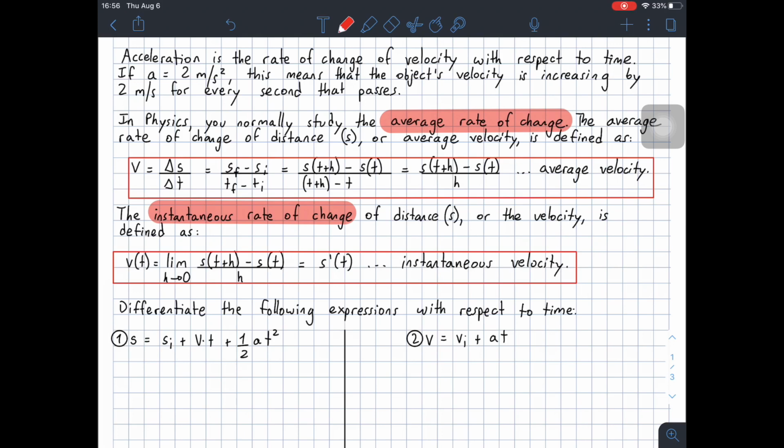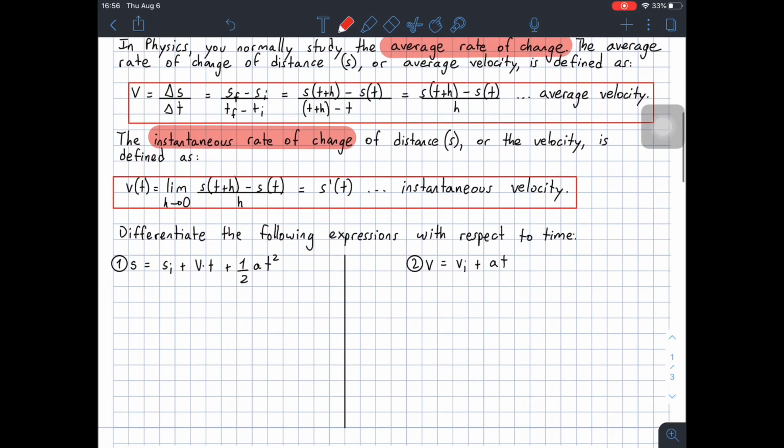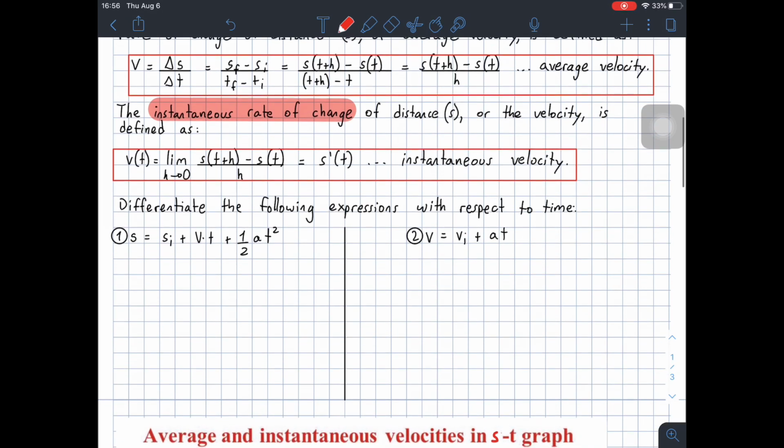Using limit notation, it's the limit as h approaches 0 of s of t plus h minus s of t, over h. If you remember, this is the definition of the derivative. So if we take this to the limit, we're finding s prime of t. That means we're finding the derivative of the distance formula, and that is what is known as instantaneous velocity. Don't worry if you're not understanding this much. We're going to see this with exercises later on.